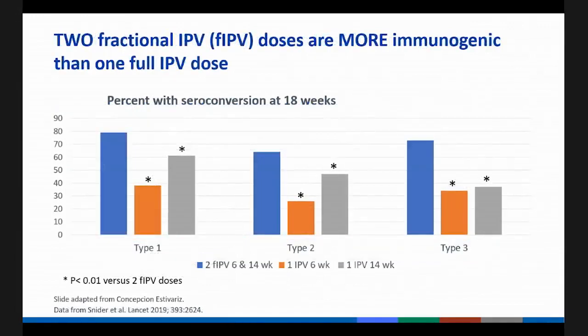Clinical trial data have also suggested that 2 fractional doses are more immunogenic than 1 full dose of IPV. And this figure shows the results of a study showing that 2 fractional doses administered at 6 and 14 weeks of age in the blue bars resulted in higher rates of seroconversion compared to either 1 full dose of IPV administered at 6 weeks in orange or 1 full dose of IPV administered at 14 weeks in the gray.